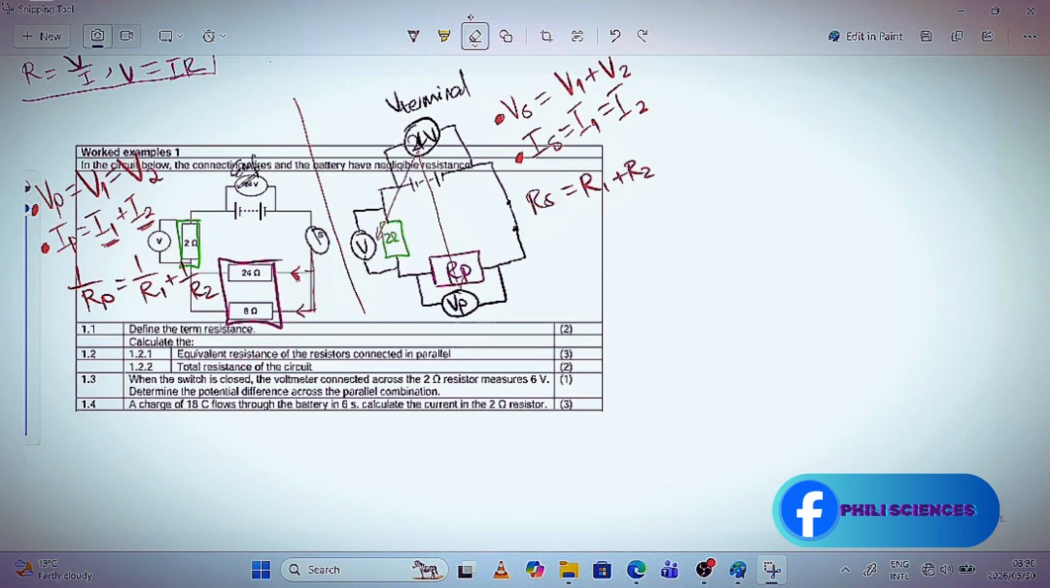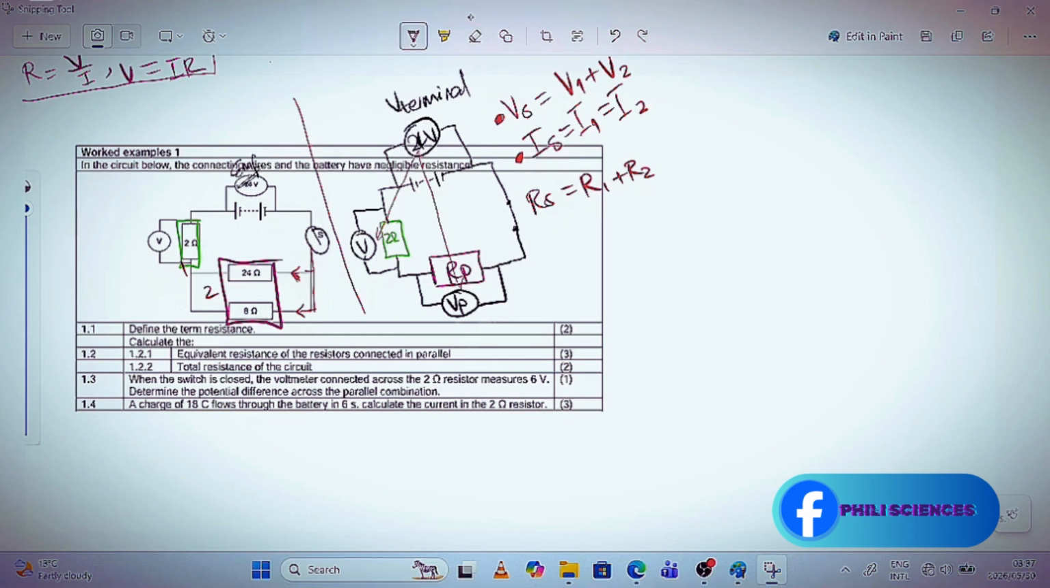So now, let's look at the first question. Question 1.2.1 says that we have to determine or calculate the equivalent resistance of the resistors connected in parallel. We are talking about the purple or violet resistors, so we're talking about these ones.